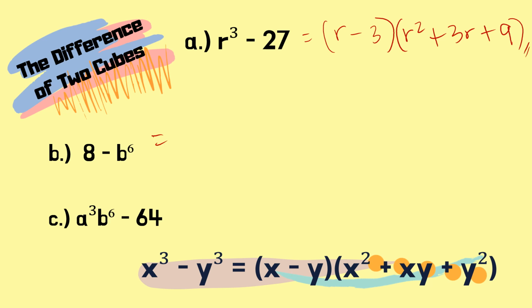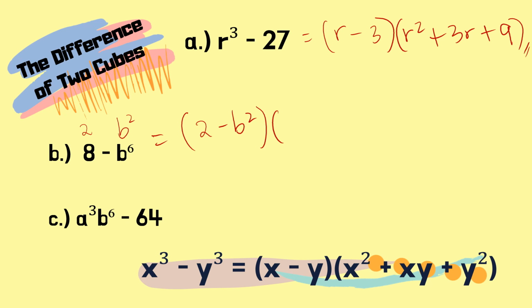How about the second one? What are the two numbers? Okay, we have 2 times 2 times 2, that is 8. And how about b raised to 6? This is divisible by 3. Okay, so that is b squared. That's correct. So we have 2 minus b squared.